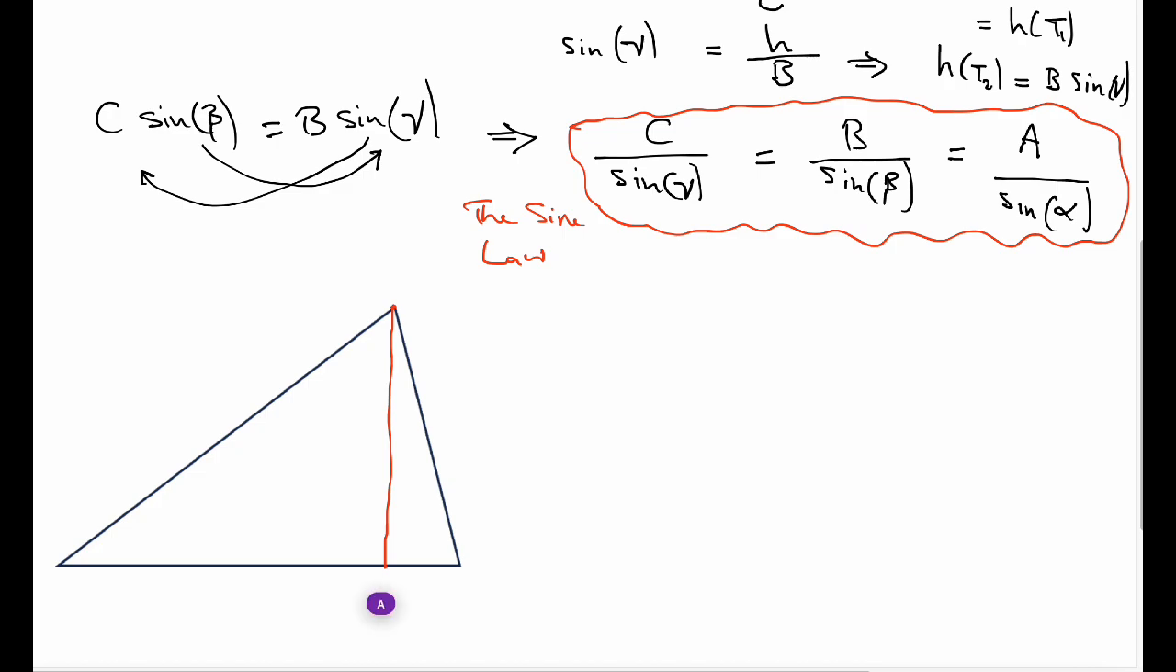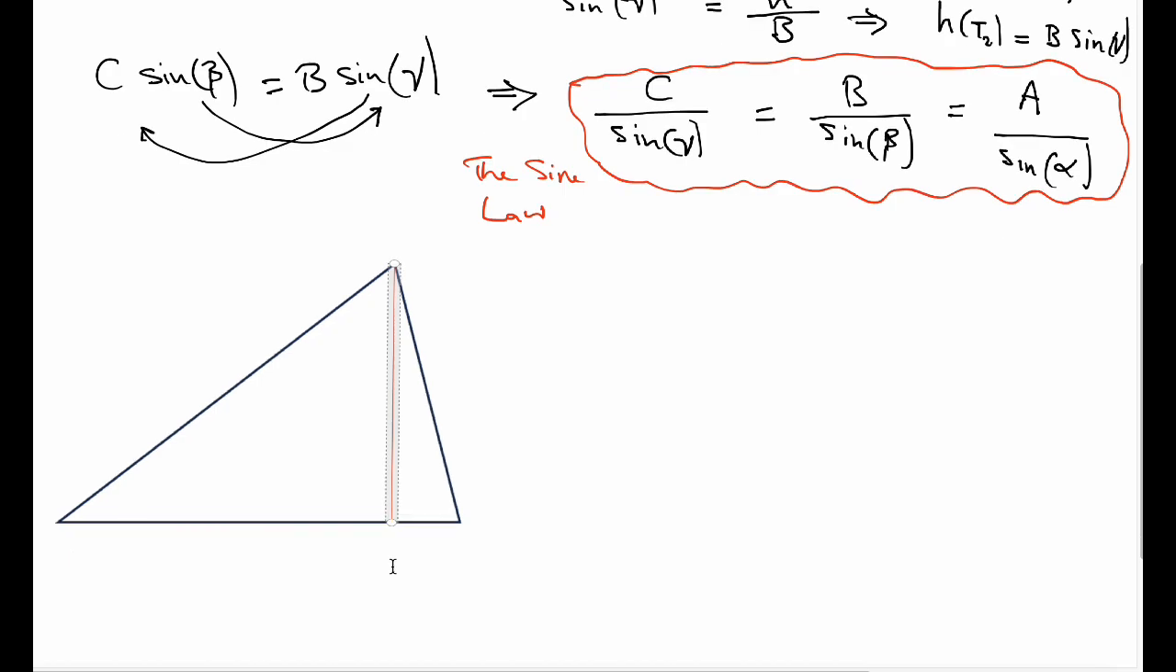So again, let's break this triangle into two right triangles. Remember, let's keep this the same. This is angle beta, this is angle alpha, and this is angle gamma. Side C, side A, and side B.